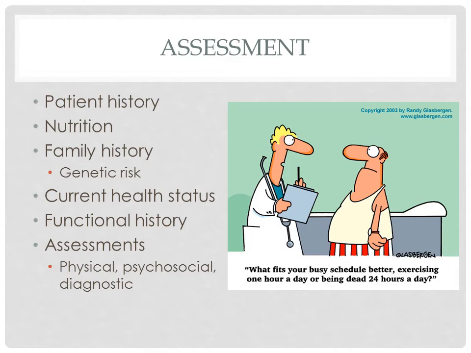For your assessment, you're going to want to make sure you discuss your patient history, their nutrition, and any family history they may have, so you can determine what sort of genetic risk they have. Also, current health status and their functional history. You can see that on table 33-2, which is on page 636 in your book. Your assessments are going to be physical, psychosocial, and diagnostic.